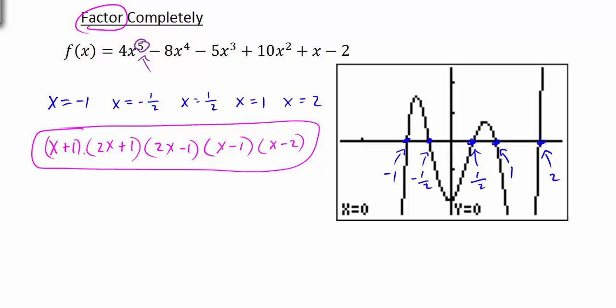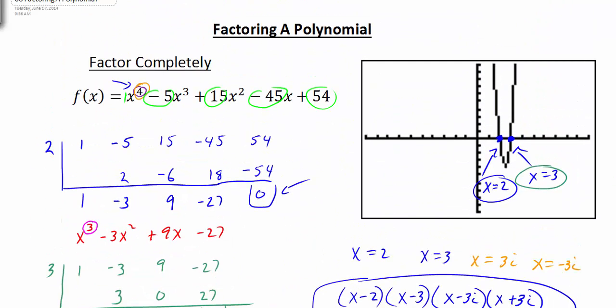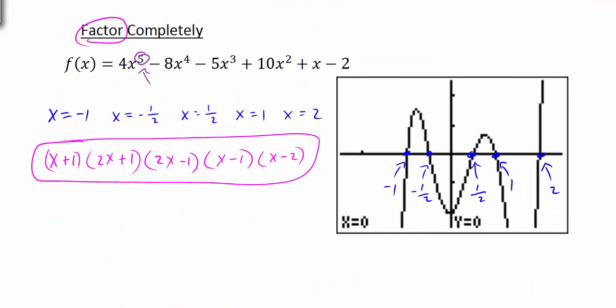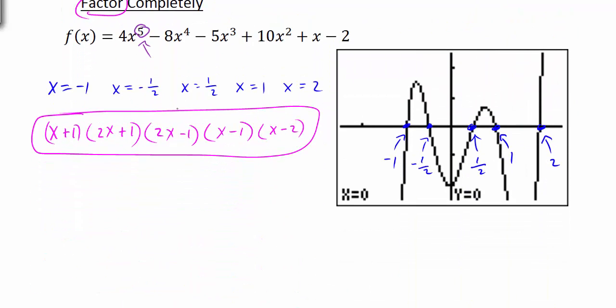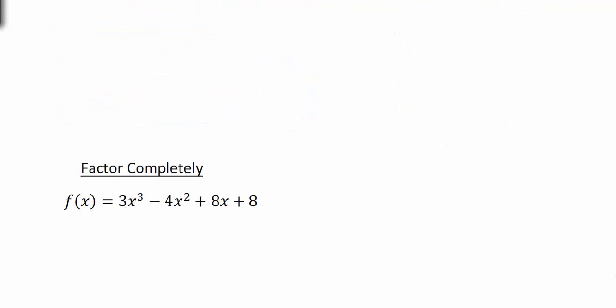And if you want to take the time, you can multiply this back out, and you would come up with the original function. So in this example, we didn't have to use the synthetic division like we did here, because all of our zeros turned out to be real zeros. So that means here all of the factors are real factors. We didn't have any complex factors as we did up here, x minus 3i and x plus 3i. So factoring can be really easy if you have all real zeros.